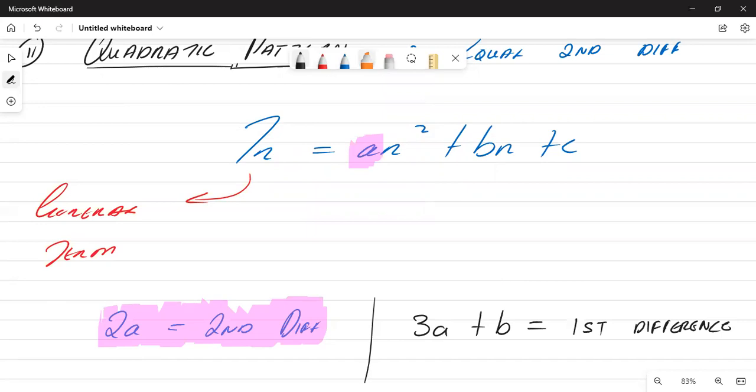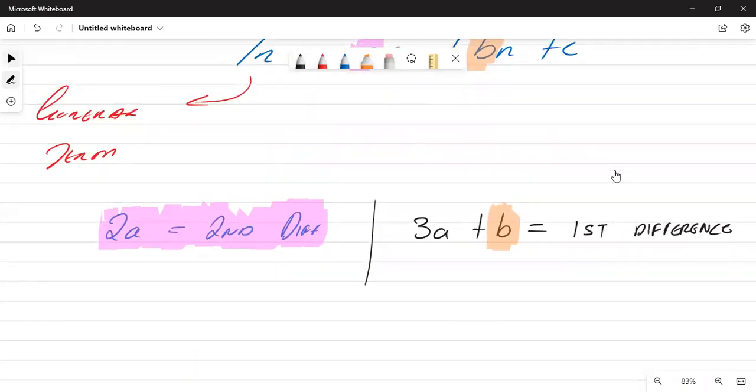So this then means that in order to find b, you need to have a first, then whatever you have is now going to be 3a plus b is equal to the first difference. Then last but not least, you have to go on and find c, which is going to be a plus b plus c is equal to the first term of the pattern.